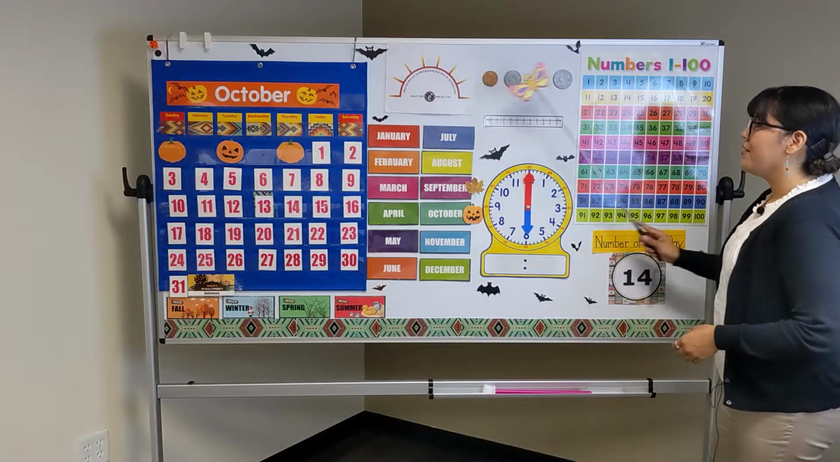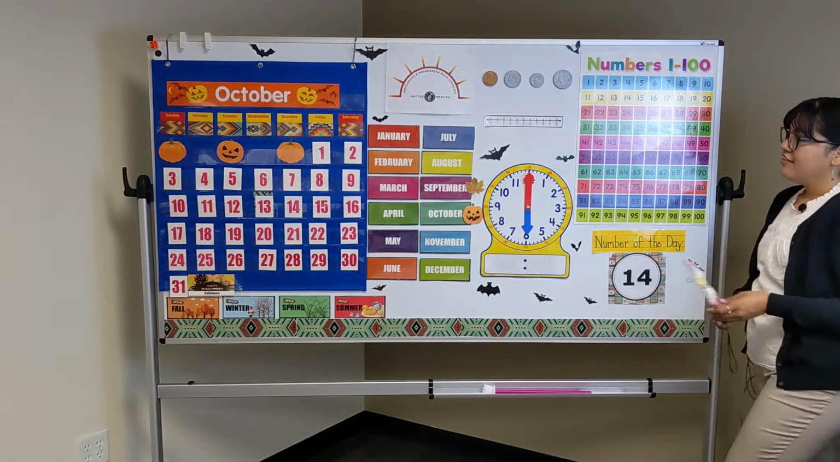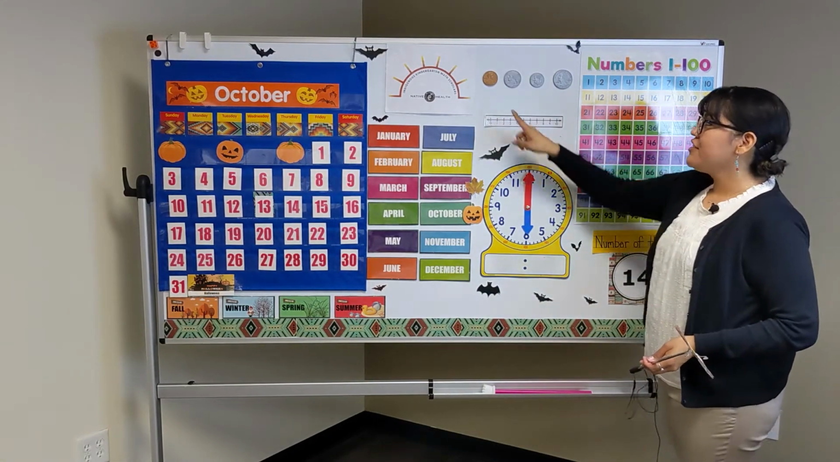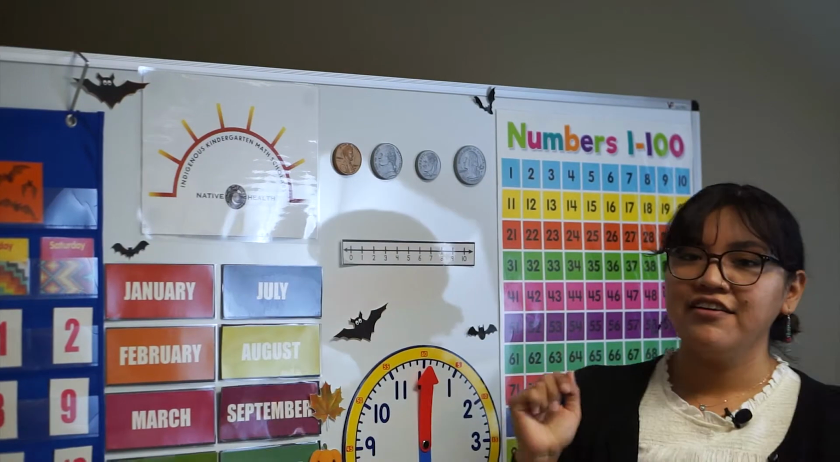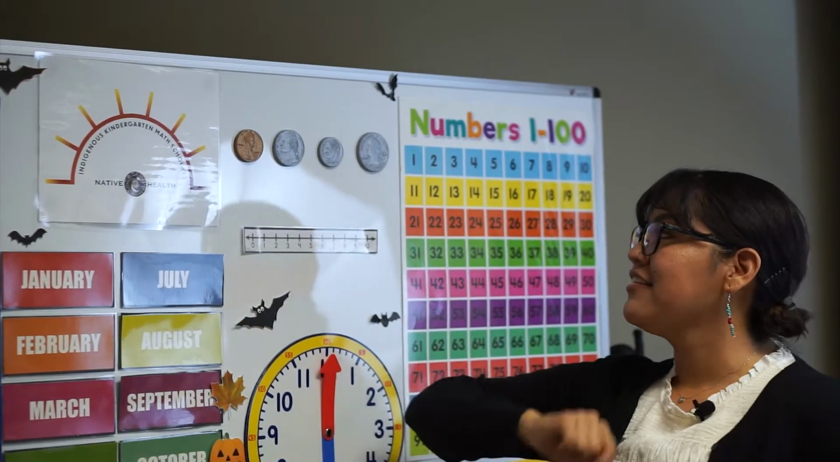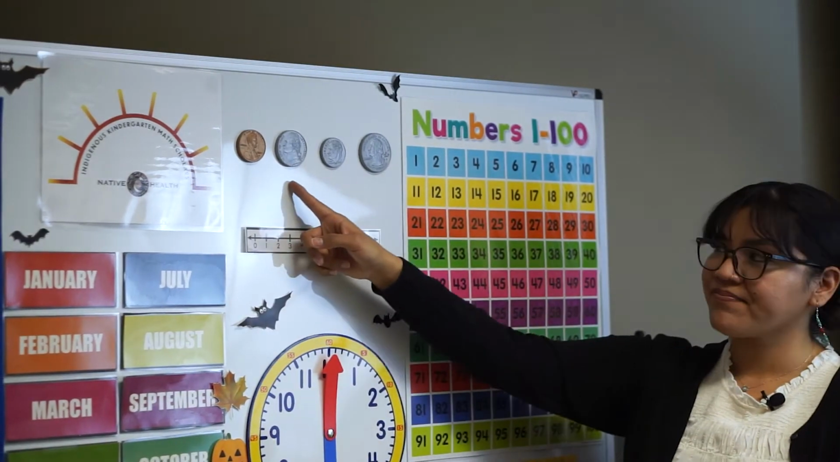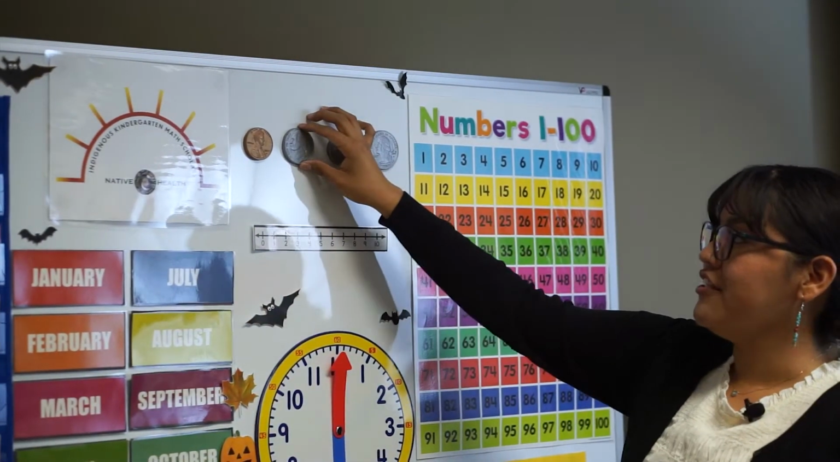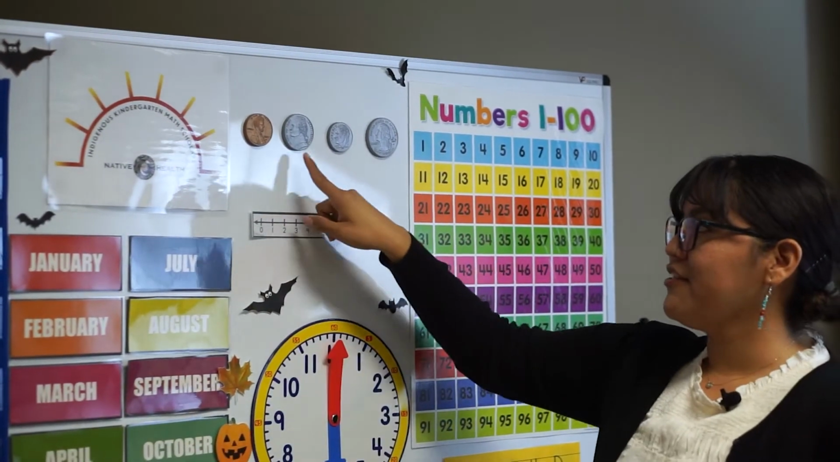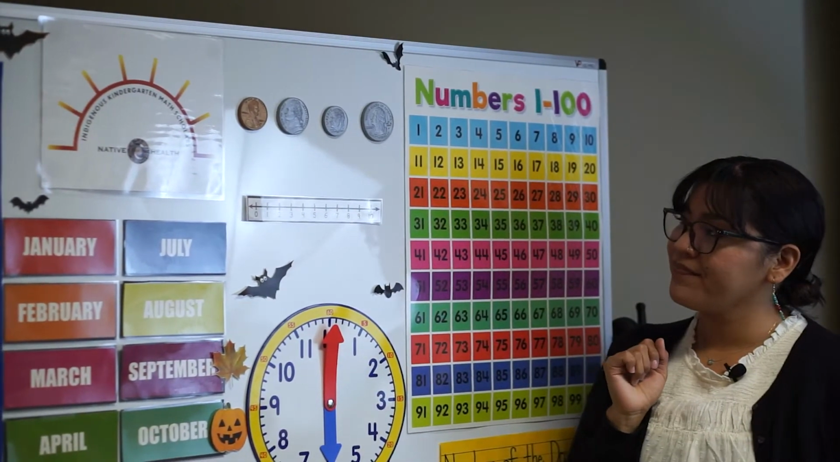Let's move on to our coins. You see up here our coins. You see our penny. How much is a penny worth? 1 cent. A penny is worth 1 cent. Let's look at our nickel. Anyone know how much our nickel is worth? 5 cents. Our nickel is worth 5 cents.